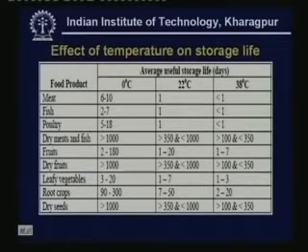Let me show the effect of temperature on storage life. This table here shows how the storage temperature affects the average useful storage life. You can see that, for example, if you are storing meat at 0 degree centigrade, then the useful storage life is 6 to 10 days. Whereas, if the temperature is 22 degrees centigrade, then you can store it only for 1 day. And if the temperature is 38 degrees centigrade, the storage life is less than a day. So, you can see the dramatic change in storage life with temperature.